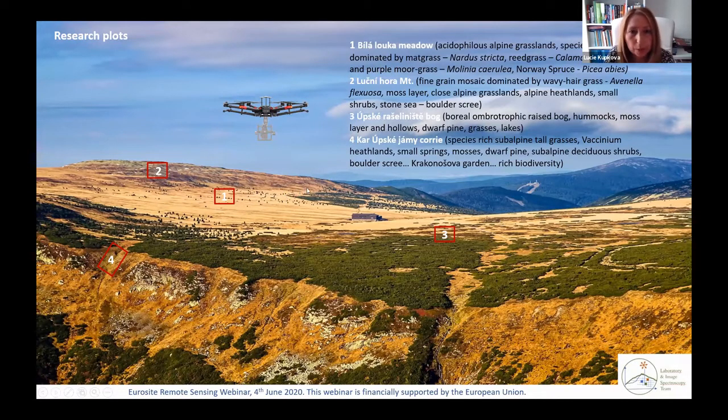So Bílá louka meadow is dominated by Nardus stricta, and there are several other grasses. Luční hora mountain is a fine-grained mosaic of different vegetation, and there is also bald land and rather rich vegetation and habitats. Even richer is Úpské rašeliniště bog. You can find many types of vegetation here, and also lakes, dwarf pine, and so on. And the richest is Úpská jáma cirque. That is really a very valuable part of the Krkonoše Mountains. So you can see them here on this picture.